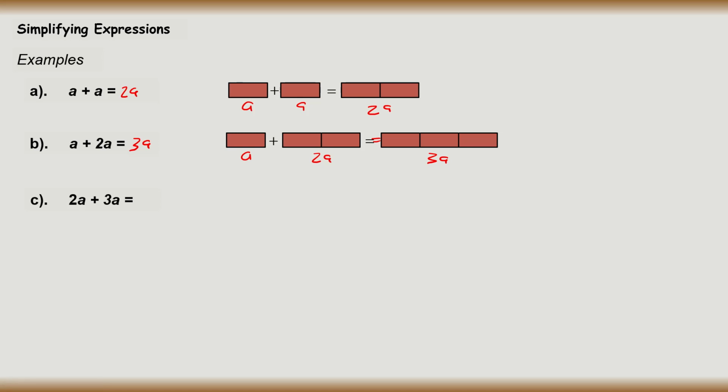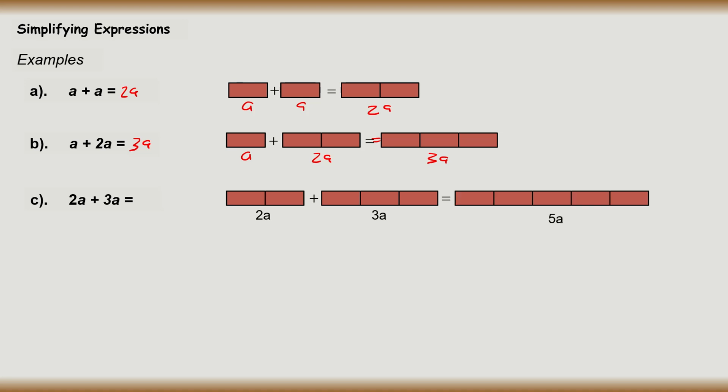So I'm pretty sure you got the gist of it. 2A plus 3A is going to give me, well, if I represent them as blocks, that's my 2A. Add a 3A onto it. Yes, I can hear you shouting out there. 5A. Correct. 1, 2, 1, 2, 3, add them together, 1, 2, 3, 4, 5. So I can write 5A as my solution here.